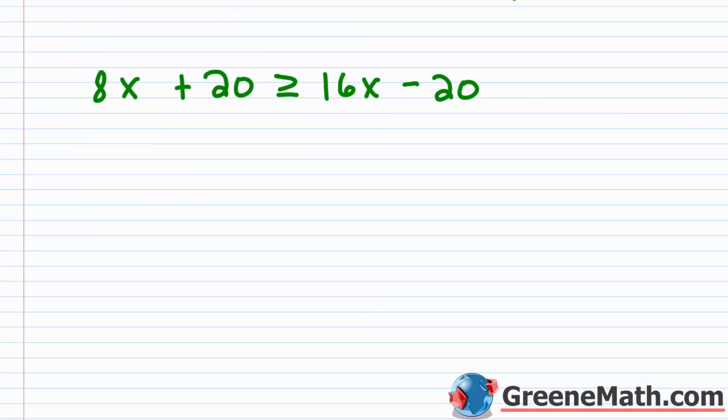So let's move all the numbers to one side and all the variable terms to the other. So I'm going to subtract 20 away from each side of the inequality.